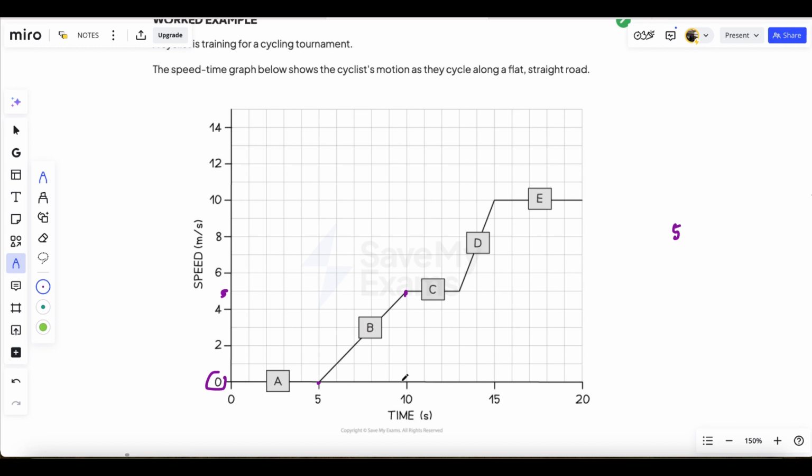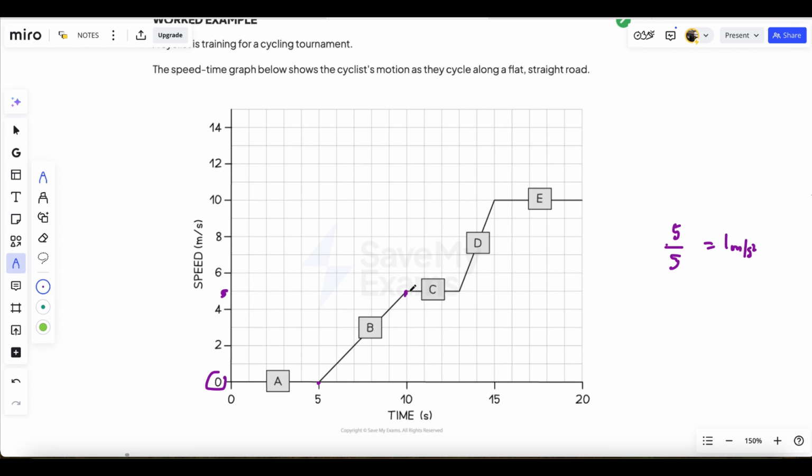In case you are asked to tell the acceleration with which the cyclist was moving at point B, you say 5 over. Now you check the values here. This one is 10 minus 5, which is 5. So 5 divided by 5, you get 1. So the acceleration is 1 meter per second square. At point B, he is moving with a constant acceleration of 1 meter per second square. Is that okay?